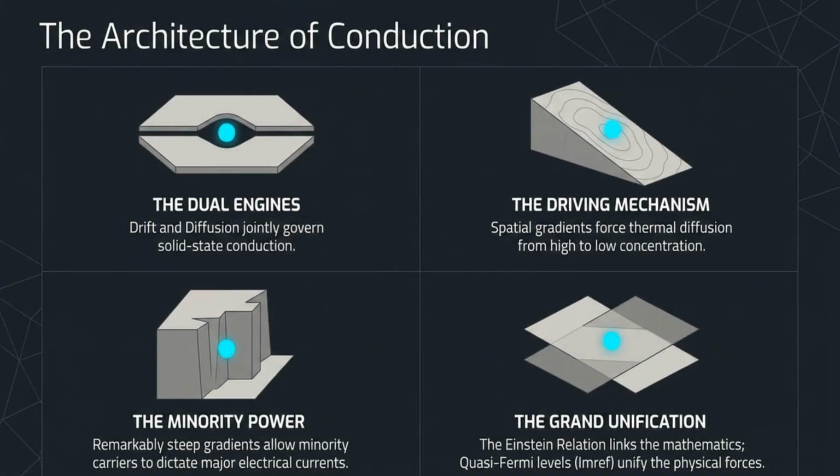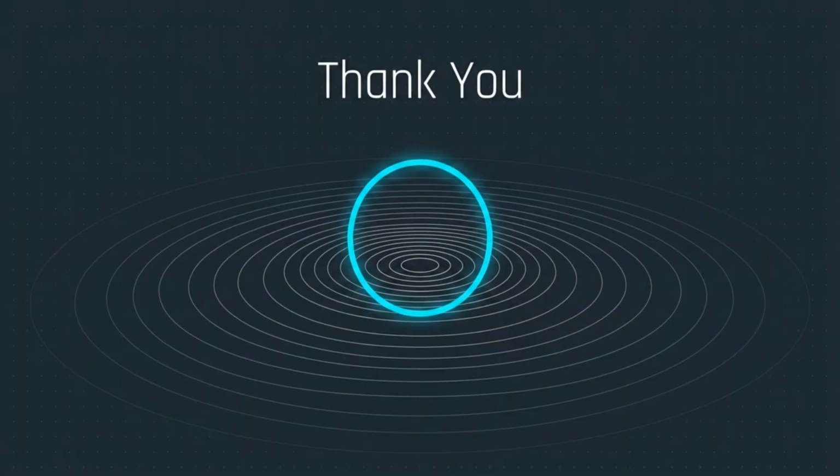The architecture of conduction relies on dual engines, drift and diffusion. Spatial gradients drive thermal diffusion from high to low concentration, which is the driving mechanism. Steep gradients allow minority carriers to dictate major electrical currents. The Einstein relation and quasi-Fermi levels unify the underlying physics.